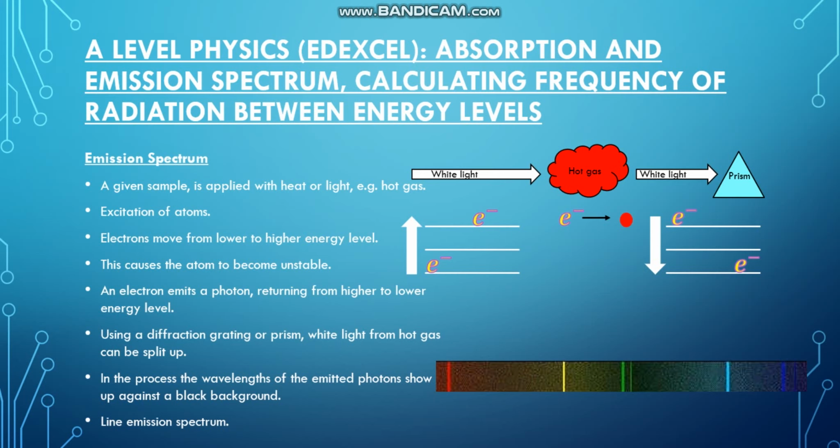Taking a look at the emission spectrum, let's just say we have another given sample. Let's just take gas again, and this time it's applied with either heat or light. So this causes the excitation of atoms, therefore electrons move from a lower to a higher energy level, and this causes the atom to become unstable. Therefore an electron has to emit a photon, returning from a higher to a lower energy level. And using a diffraction grating or a prism, light from the hot gas can be split up, and in the process the wavelengths of the emitted photons show up against a black background, and this is known as a line emission spectrum.